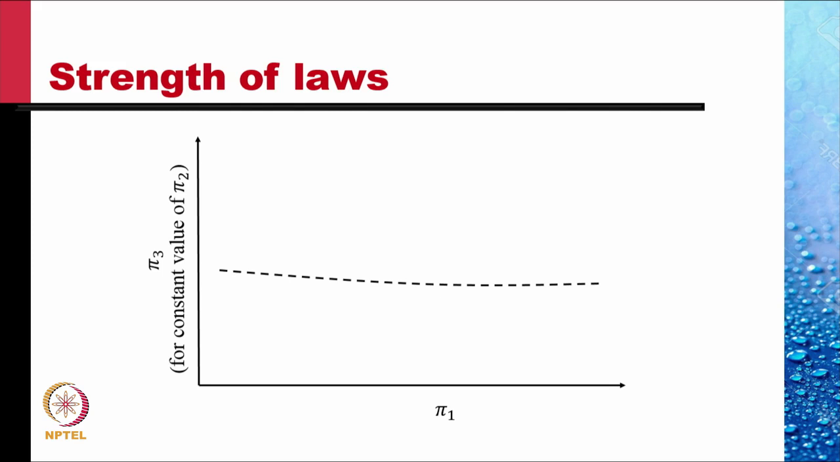Let us suppose that a phenomenon is controlled by three pi numbers, pi 1, pi 2 and pi 3. Let's study the variation of pi 3 with pi 1 for constant values of pi 2. If the behavior of pi 3 with respect to pi 1 is as shown by these broken lines, this means this is a weak law. We could neglect pi 1 throughout this region.